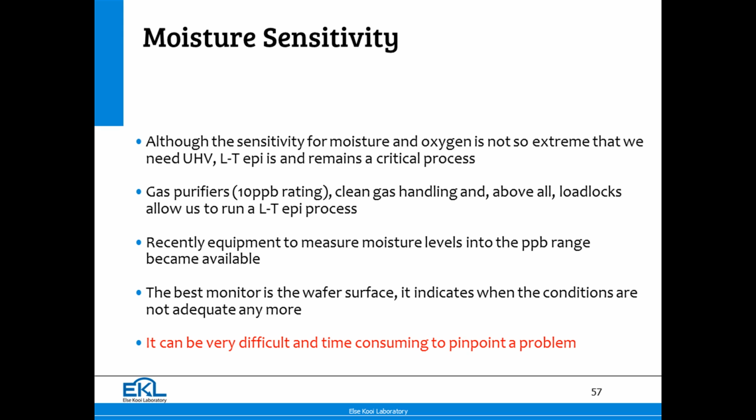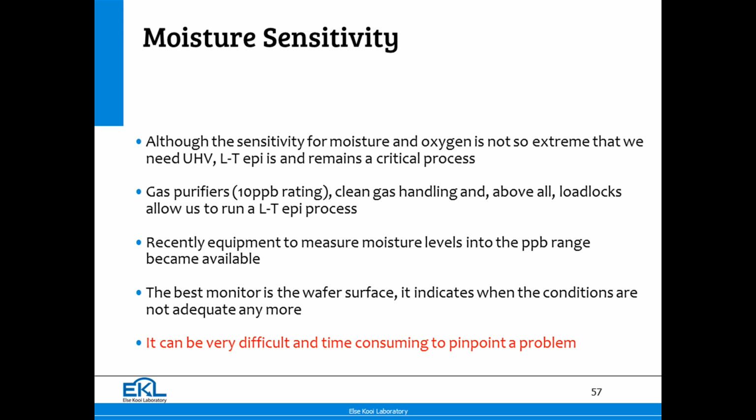Equipment to measure the moisture levels was not available. The last couple of years there are some tools that allow you to measure moisture in the ppb range. It may not be of a lot of use in an epsilon reactor because it suffers from HCl. Your precursor contains HCl, H2Cl2. You're etching the surface, so there's always HCl released, and the sensors may not withstand HCl. But at least there is some equipment becoming available.